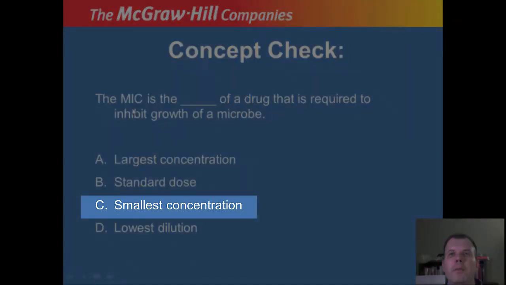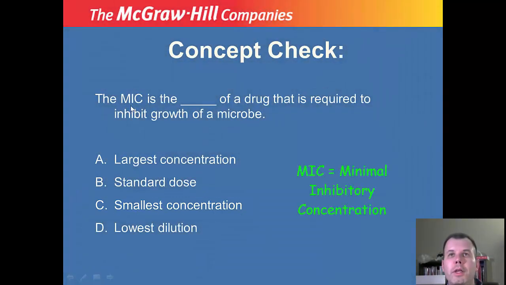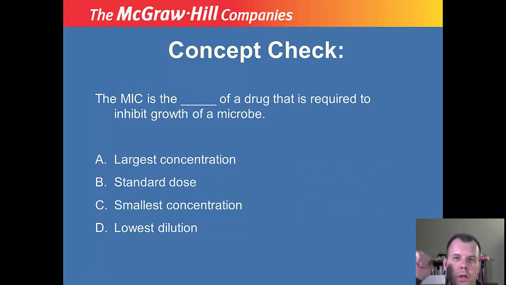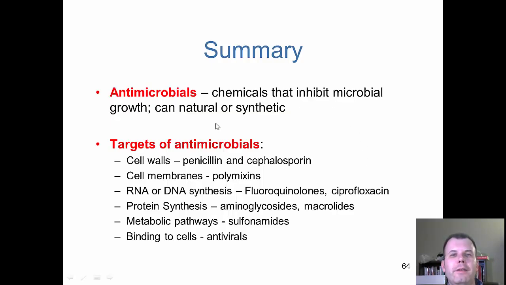So again, the MIC stands for the minimum inhibitory concentration, meaning what is the lowest concentration that will be given to kill the bacteria. So that's what you're measuring there. So if you said the smallest concentration, you got it right. Okay, because you want the smallest that's still going to kill the bacteria. And that's the idea.